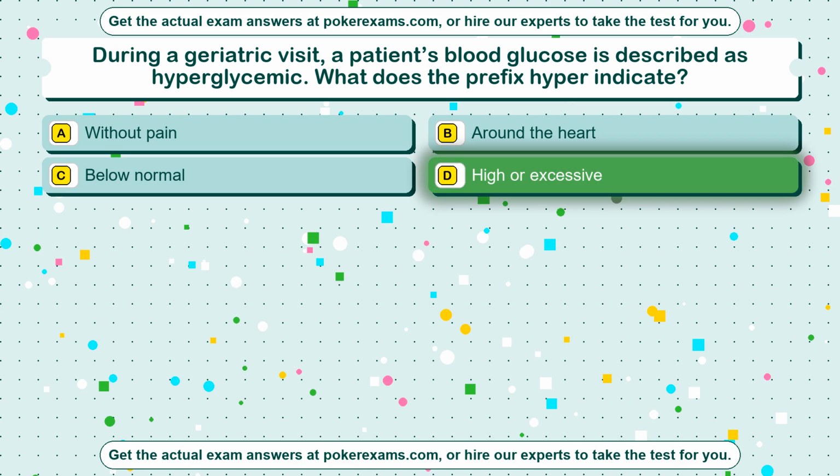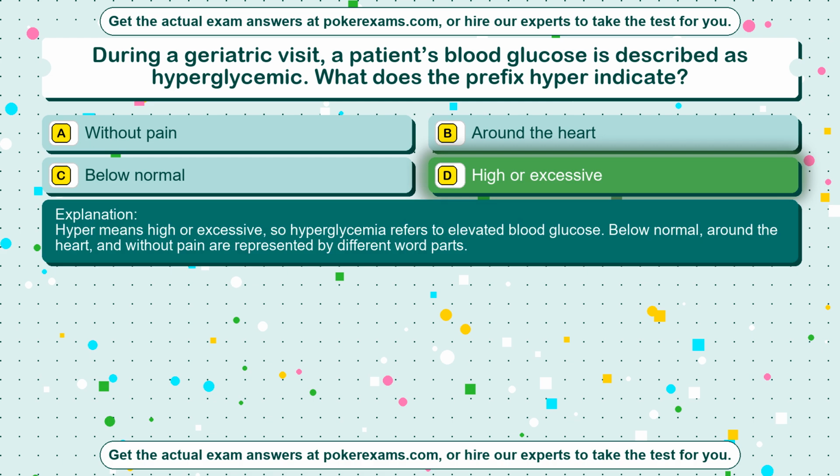The correct answer is option D, high or excessive. Hyper means high or excessive, so hyperglycemia refers to elevated blood glucose. Below normal, around the heart, and without pain are represented by different word parts.